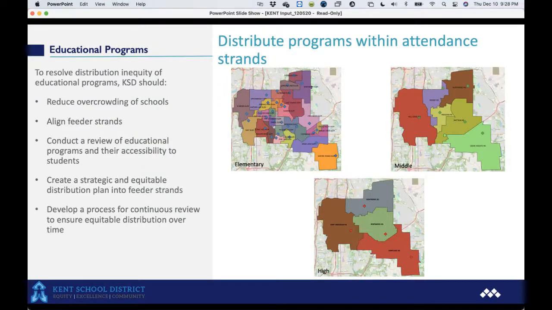And there's distribution of programs within the attendance strands. To resolve distribution inequity of educational programs, KSD should reduce the overcrowding of schools, align feeder strands, conduct a review of the educational programs and their accessibility to students, and then create a strategic and equitable distribution plan into the feeder strand. And then lastly, develop a process for continuous review to ensure the equitable distribution over time as demographics or need might shift.